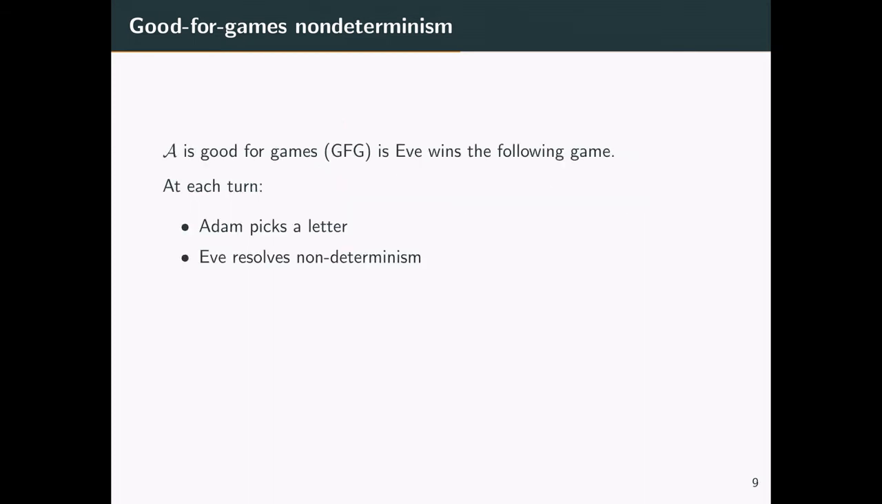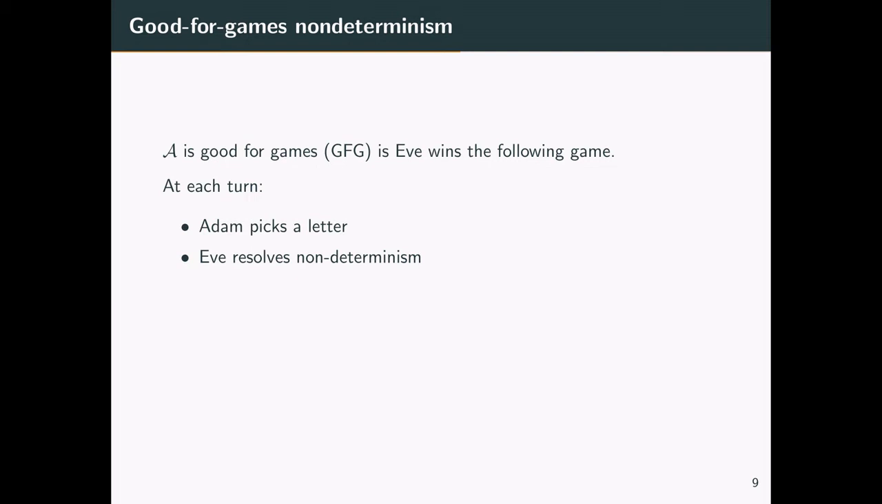To define it more precisely, we can use the following game. So here is a game that the player Eve wins whenever a non-deterministic automaton is good for games. In this game we have Adam and Eve playing against each other, and at each turn Adam will pick a letter. And once Adam has picked a letter, Eve will pick a transition of the automaton on that letter and move a token in the automaton forwards along this transition.